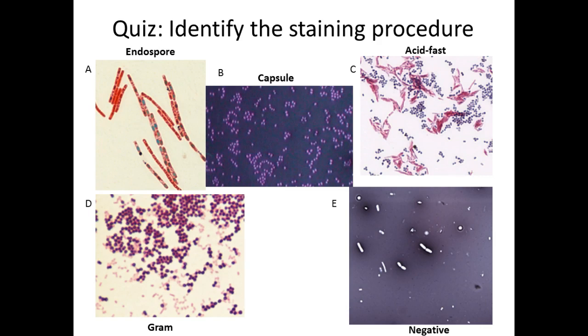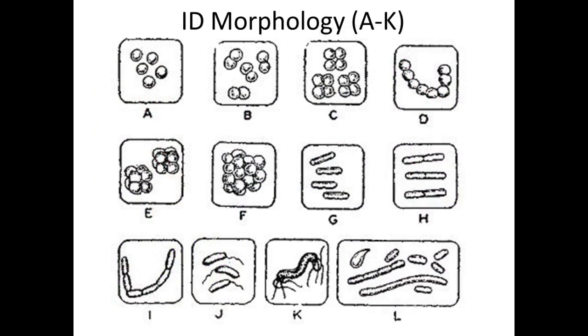In addition, when you look at these, you can tell other things about the organisms. We can see shapes, we can see arrangements here. So you've got to know all your shapes and arrangements. A is coccus if you're talking about one. If you're talking about all of them in that square, cocci. The next one, diplococci. If you're talking about all of them, diplococci, diplococcus if just one.